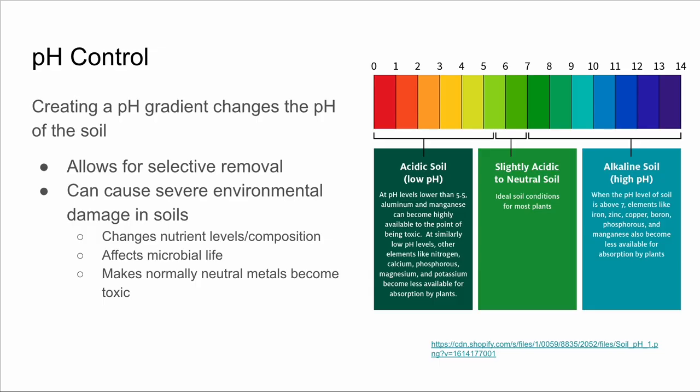But the downside to this is when you create a pH gradient, you're going to cause severe environmental damage in soils because the pH gradient is going to change the nutrient levels and the composition. It's going to affect the microbial life, and it's going to make normally neutral metals become toxic. When you adjust small things in the soil, these changes will have big effects on the composition of the soil, and that's going to affect anything that relies on the soil for life.